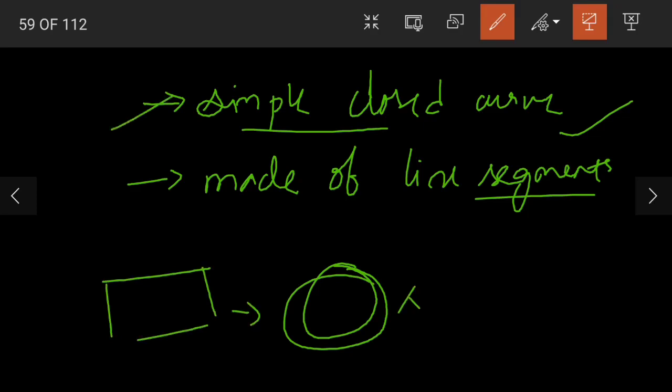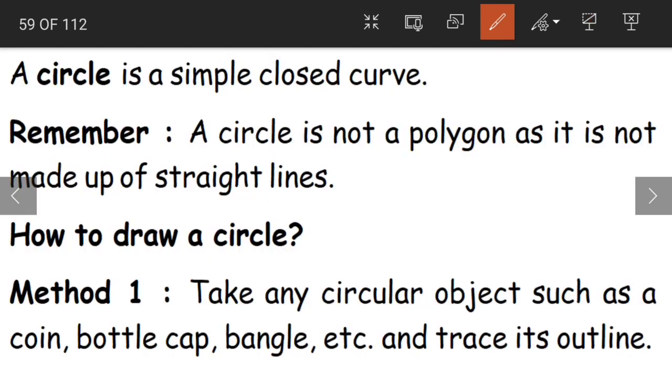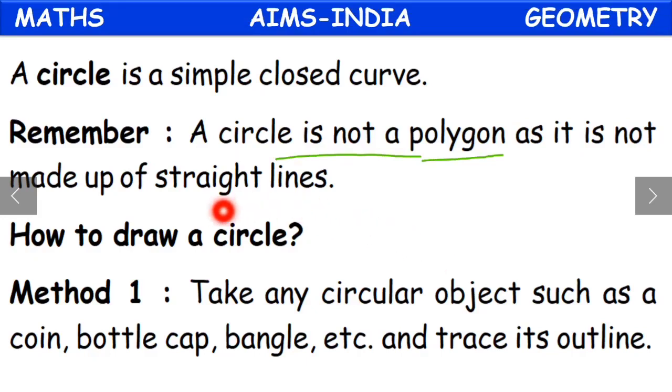So as only one condition is satisfied, it is a simple closed curve, but it is not made up of line segments. So for this reason, a circle is not a polygon. I hope this is clear, children. A circle is not a polygon because it is not made up of straight lines. Though it is a simple closed curve, as it is not made up of straight lines, it is not a polygon.